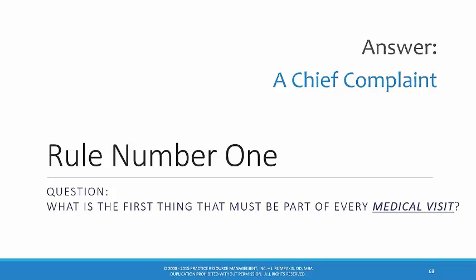I want you to think about it this way. If a tree falls on my car and I have a $1,000 deductible on my auto policy, but only a $500 deductible on my homeowner's policy, they're going to say, John, we're really sorry. We can't use your homeowner's policy.